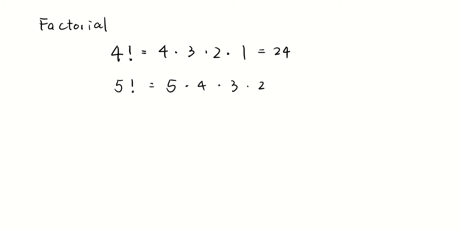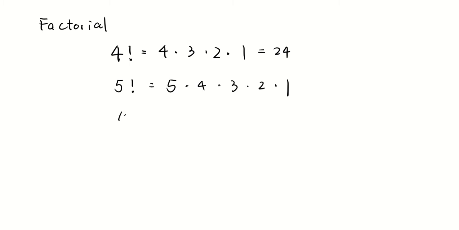The next concept I want to introduce is factorial. For example, 4 factorial, right? Or 4 exclamation mark. This means it's 4 times 3 times 2 times 1. Which is 12 times 2, 24. Similarly, if I ask you what is 5 factorial, that would be 5 times 4 times 3 times 2 times 1.